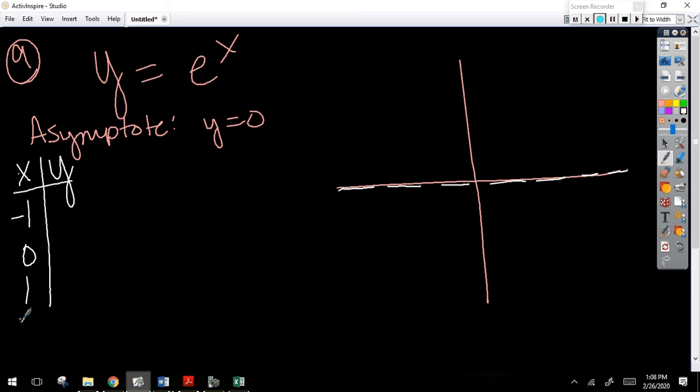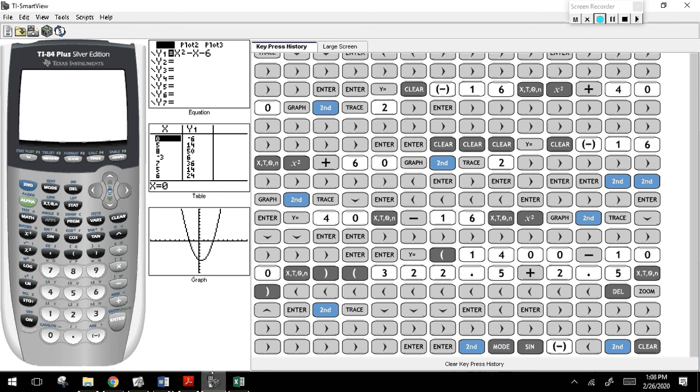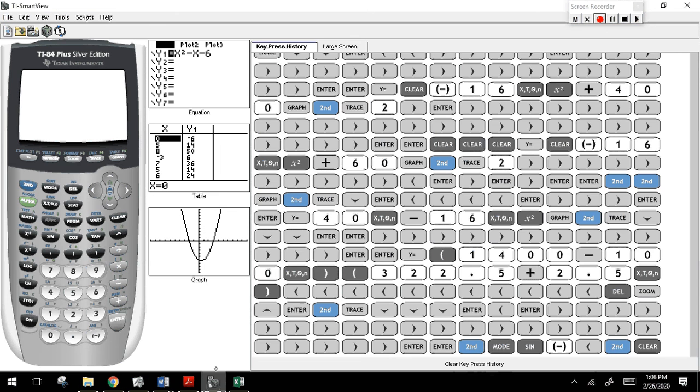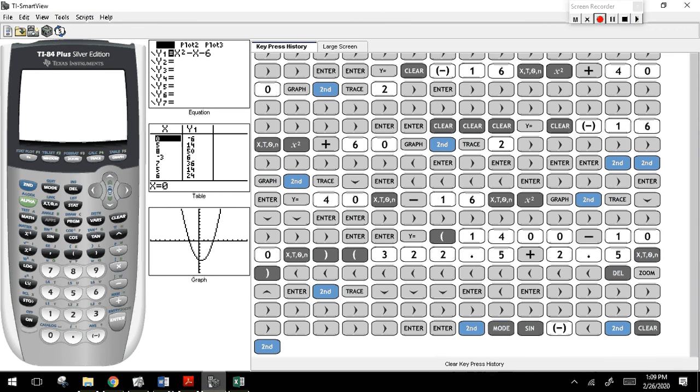There's a button on your calculator that says E. It should be somewhere around the button that says LN. Mine's right above it. If I do second LN, it'll pull up the E. So the first thing I'm going to do is plug in a -1 there. So what is e to the negative first power? Second LN, so e to the negative first power.